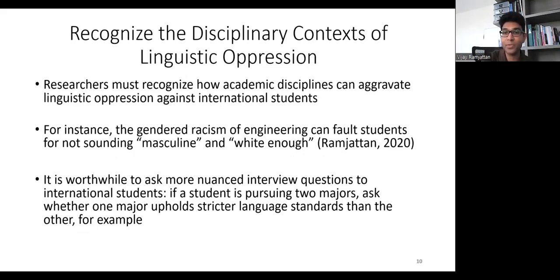because engineering upholds the white cisgender man as a prototypical engineer, I've noted how the speech accents of international students in this field can be criticized for not only not sounding masculine enough, but also not sounding white enough, right? So there's this double oppression that's happening here. So this small example warrants further consideration of how disciplinary beliefs, etc., intensify linguistic oppression by creating additional linguistic norms to which to conform.